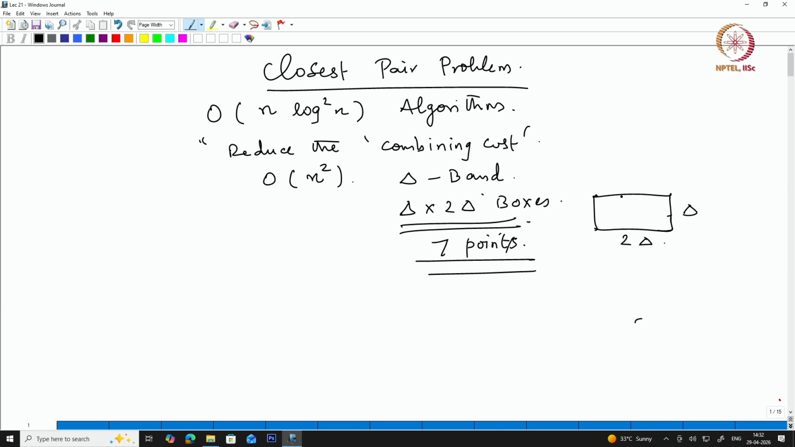So, we need to compute the distances only between the points which are in these boxes. You do not have to consider the points outside them, because they will define a larger distance. We do not need to compute such distances, and this has led to order n distance computations in the combining stage.